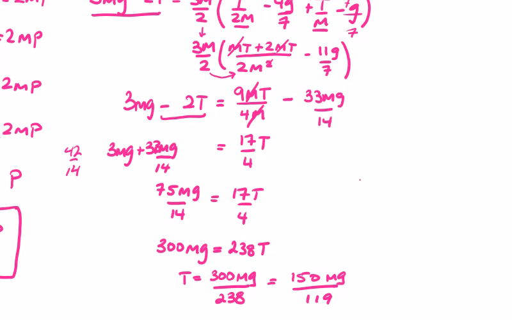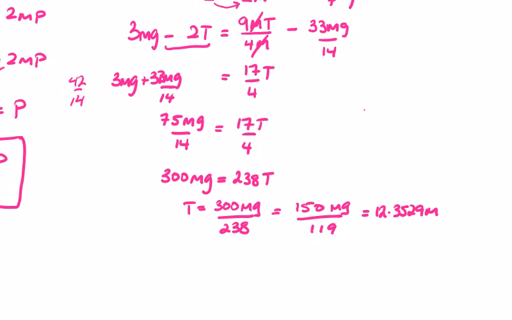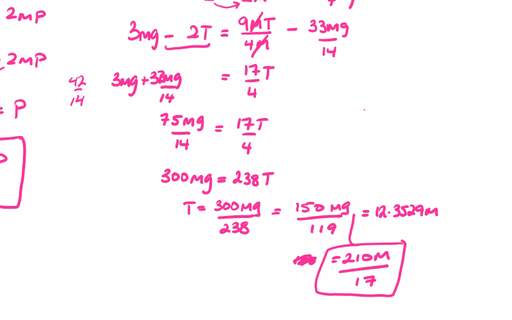Just multiply the top by 9.8 and we get it just in terms of m. A calculator will give 12.3529, or it actually works out simply as a fraction. If you put g as 98 over 10, it will work out as 210m over 17. So these are three answers that probably all will be accepted.